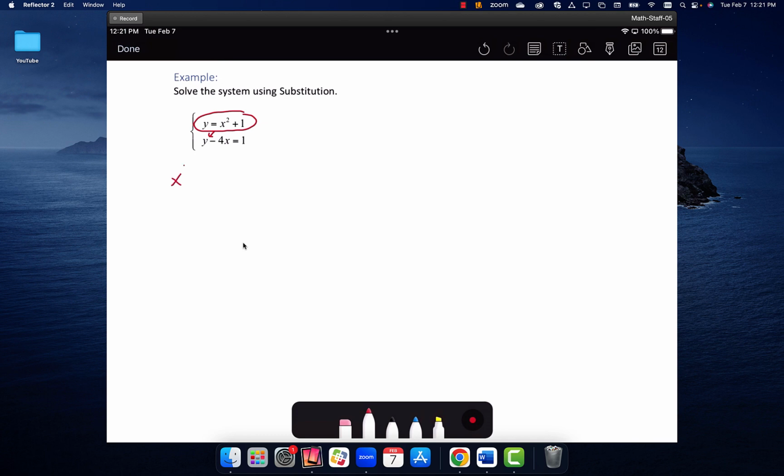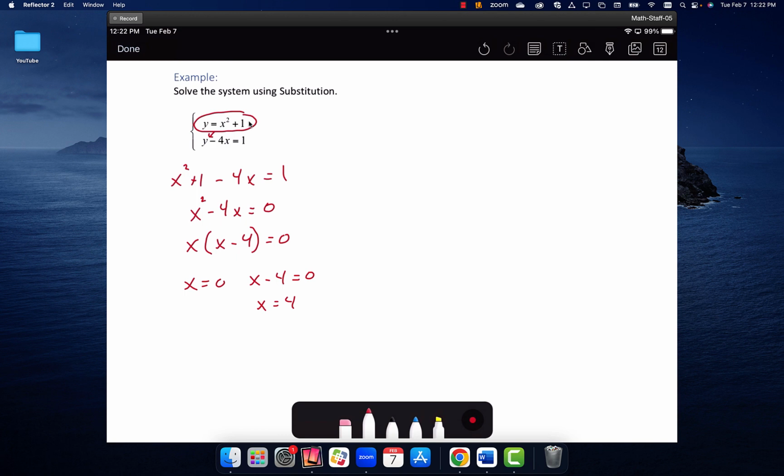We have x squared plus 1 minus 4x equals 1. Notice we're just replacing this y with x squared plus 1. And now we need to solve. This looks like a quadratic, so I'm going to subtract the 1 over. x squared minus 4x equals 0. And from here we can factor. Pull out the GCF. And we get x equals 0, x minus 4 equals 0. So x is 0 and x is 4.